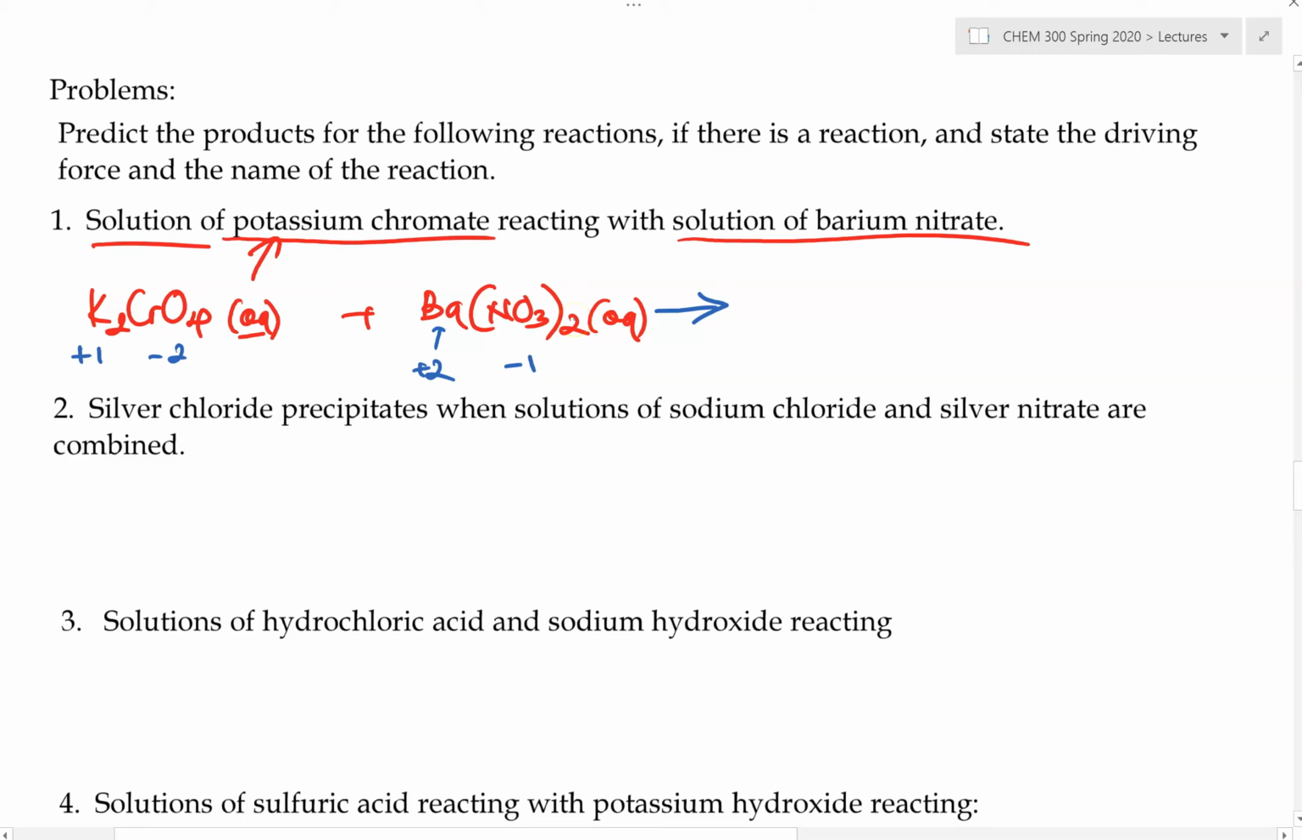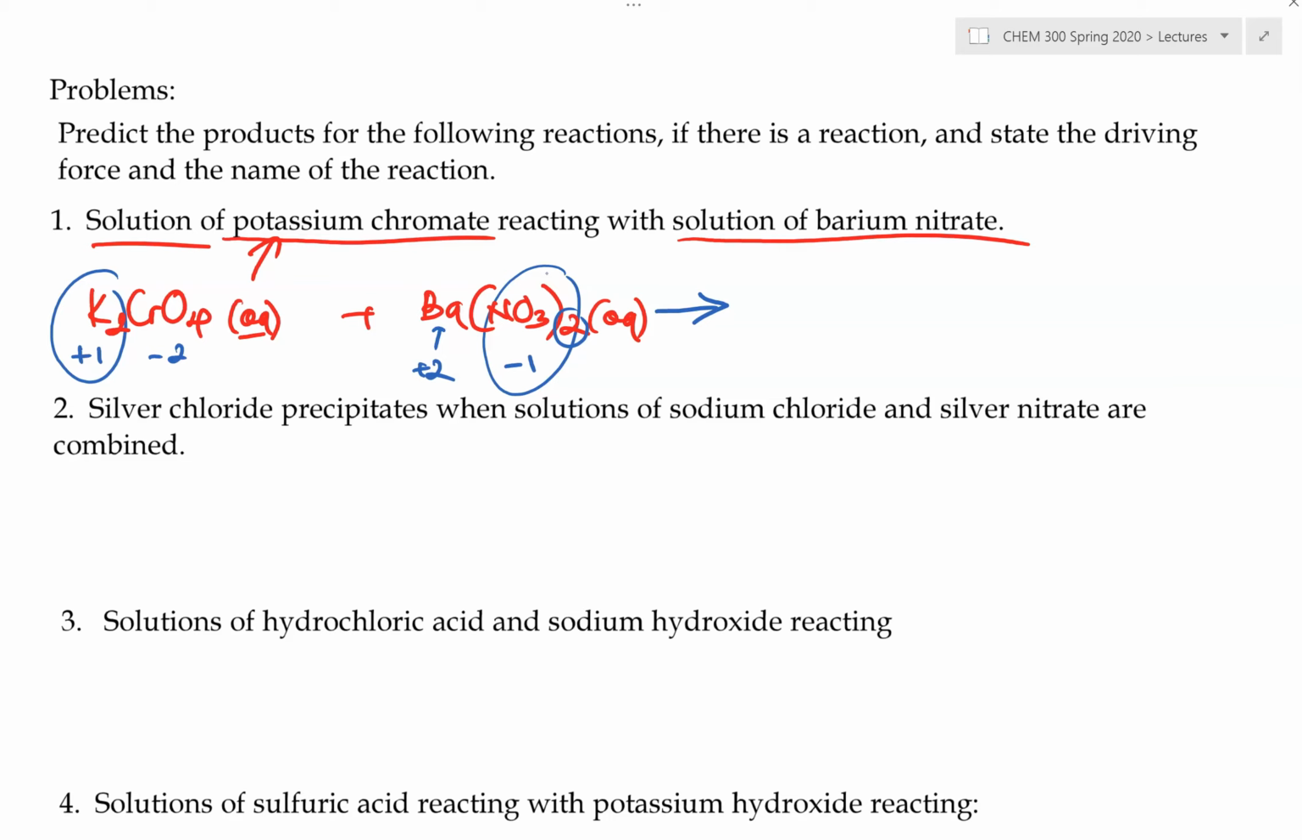Don't let the subscript bother us. Right now, there's a 2 right here. Ignore that for now, but only focus on the charges. So in this case, if the reaction is going to happen, then the potassium, which is the cation from the first compound, would now be forming a compound with the nitrate, or the anion from the second compound, right? So if anything is going to happen, potassium would now be forming a compound with nitrate.